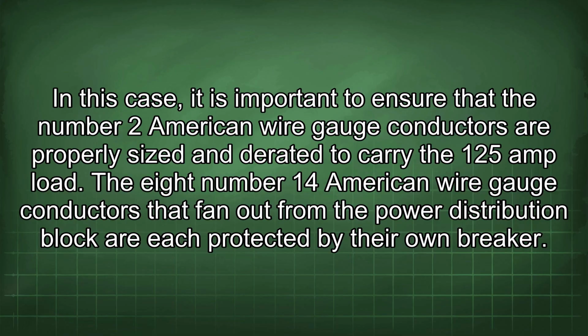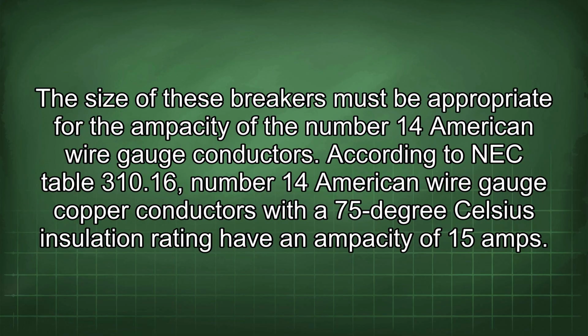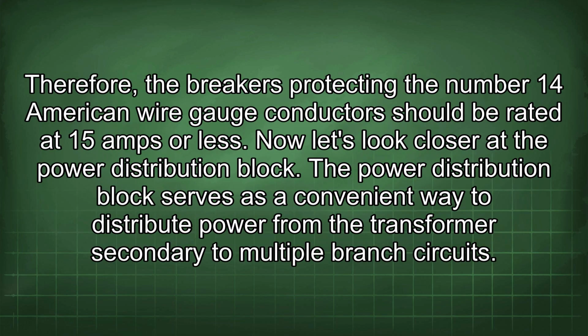The 8 number 14 American wire gauge conductors that fan out from the power distribution block are each protected by their own breaker. The size of these breakers must be appropriate for the ampacity of the number 14 American wire gauge conductors. According to NEC Table 310.16, number 14 American wire gauge copper conductors with a 75 degrees Celsius insulation rating have an ampacity of 15 amps. Therefore, the breakers protecting the number 14 American wire gauge conductors should be rated at 15 amps or less.